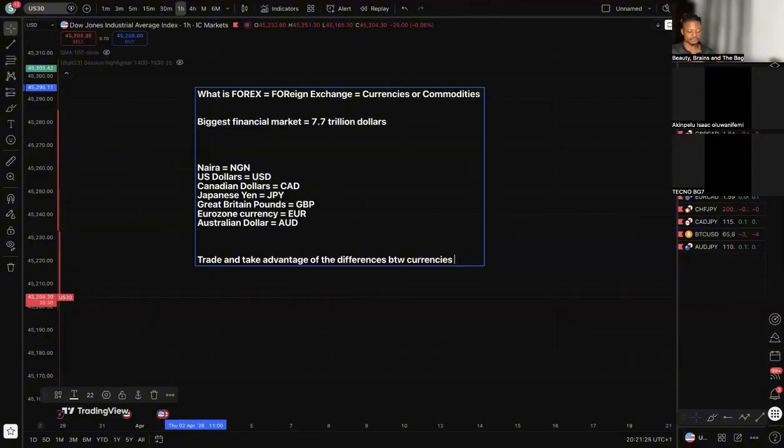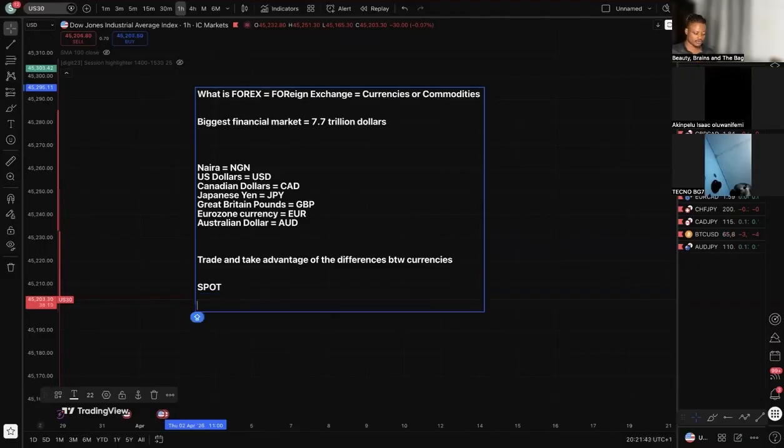Now, this analogy which I just used is known as spot trading. Okay? Spot trading. Spot is when you buy one and you sell. If you are conversant with Binance or Bybit, spot trading. All right. That's when you buy one currency and sell. The one we normally trade in Forex is not spot, it is leverage trading.